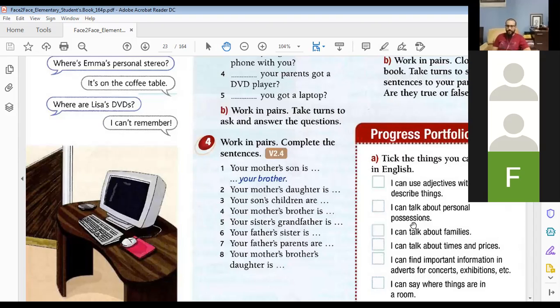And your sister's grandfather? Your grandfather. Correct. What about your father's sister? Your aunt. What about your father's parents? Your grandparents. Yes. What about your mother's brother's daughter? Cousin. Your cousin, right?